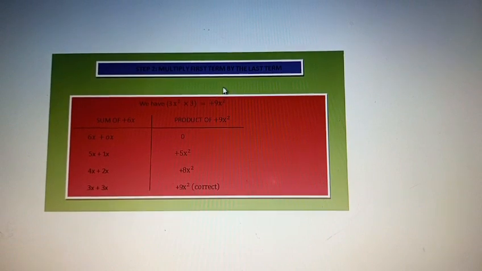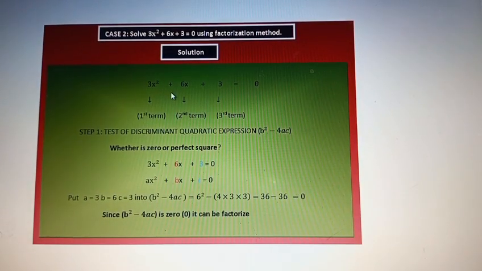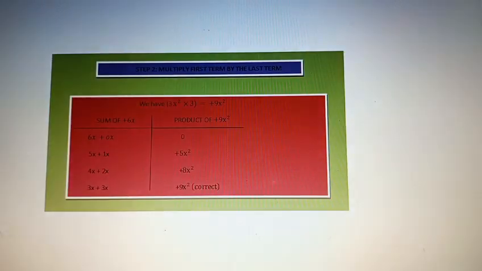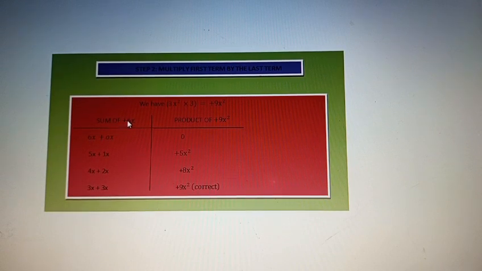Step 2: multiplying the first term and the last term. What is the first term here? The first term here is 3s squared, and the last term here is 3. So when we multiply them, we are going to have 9s squared. 3s squared times 3 will give us 9s squared. And this one is the second term. What is another way of writing 6s? You always start with 0. 6s plus 0 will give us 6s, but 6s times 0 is 0.